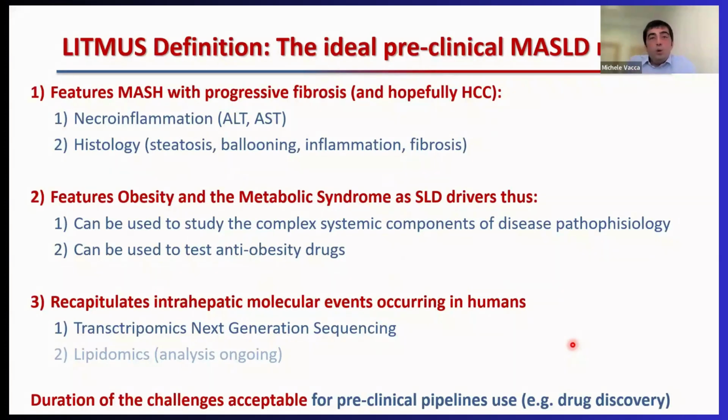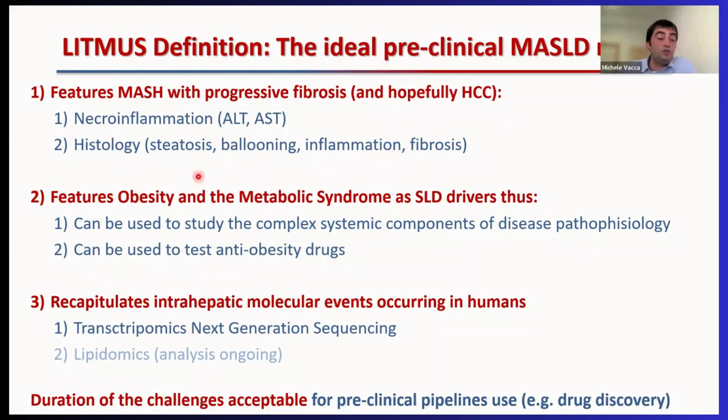So taking together all this information and considering that it's really difficult to put all these equations into the same murine model, what is the definition of an ideal preclinical MASLD model that we would like to have in our labs to test any kind of scientific hypothesis? We want, of course, to feature steatohepatitis with progressive fibrosis and hopefully hepatocellular carcinoma with regards to necroinflammation, and of course all the different histological components of MASH, such as steatosis, ballooning, inflammation, and fibrosis.